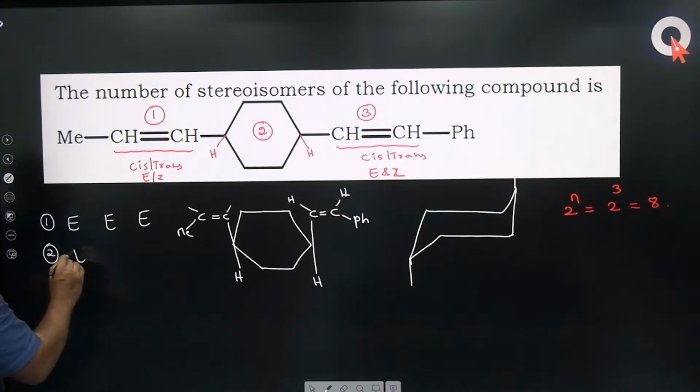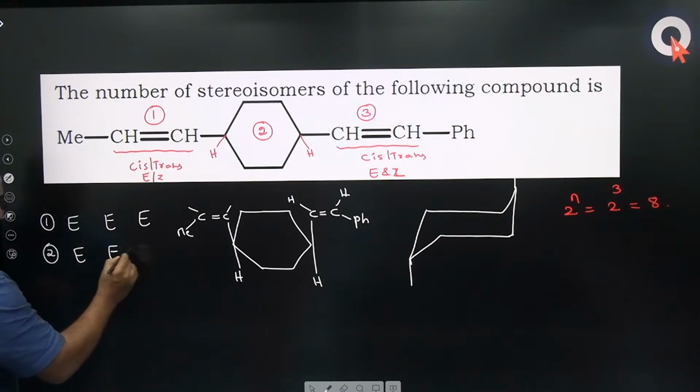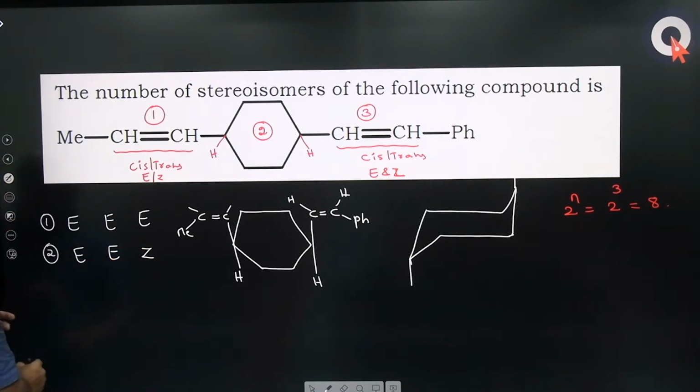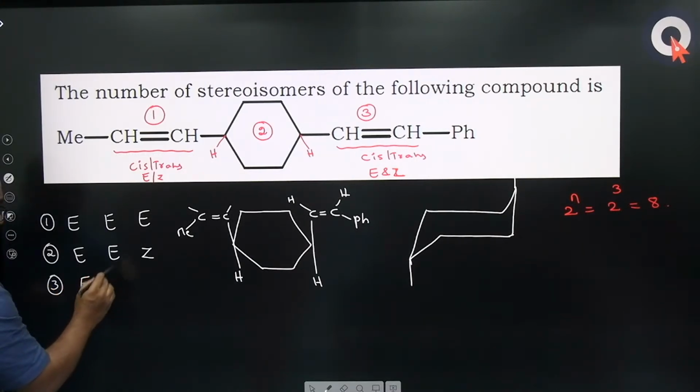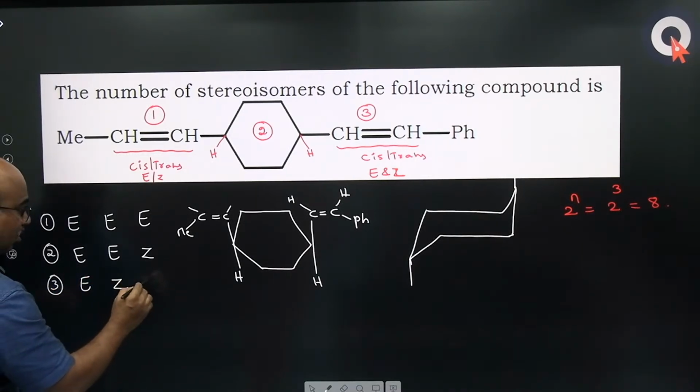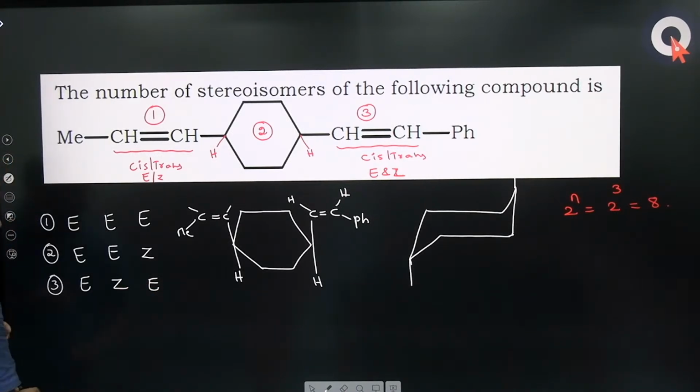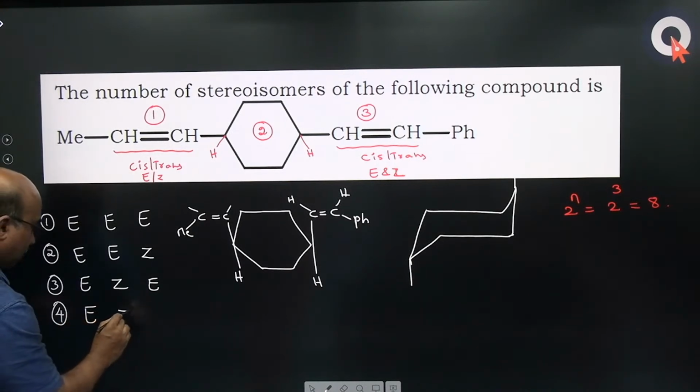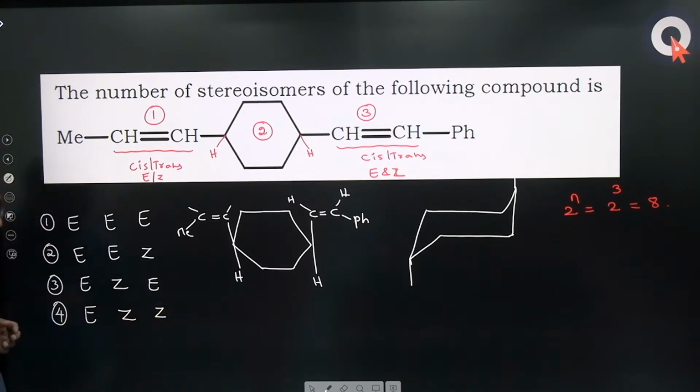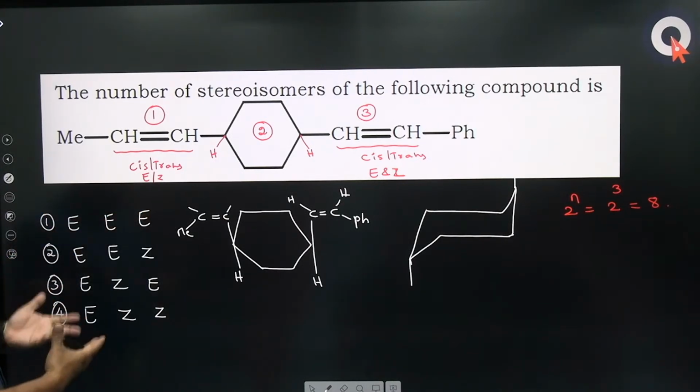Let us say E. I can have E and this is Z. Then third, you can have E. Here you can have Z. Here you can have E. Then fourth, you can have here E. Here you can have Z. Here you can have Z. Or cis, trans, like that also.